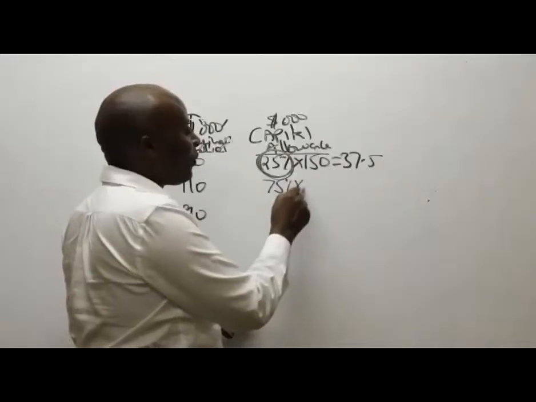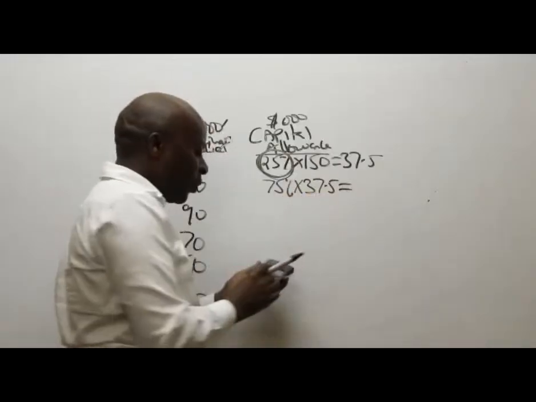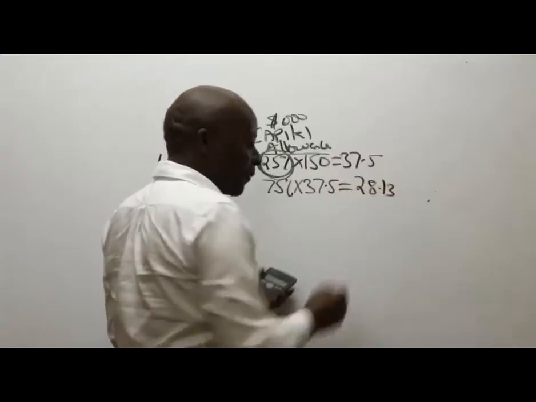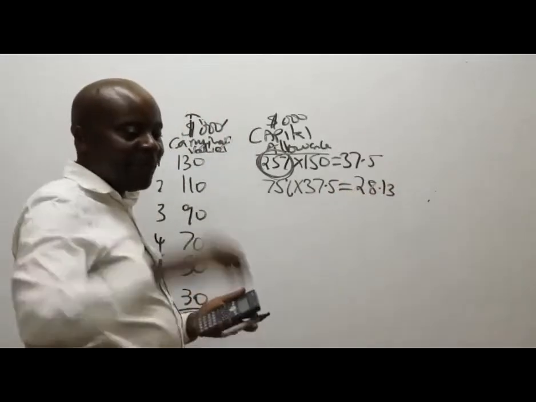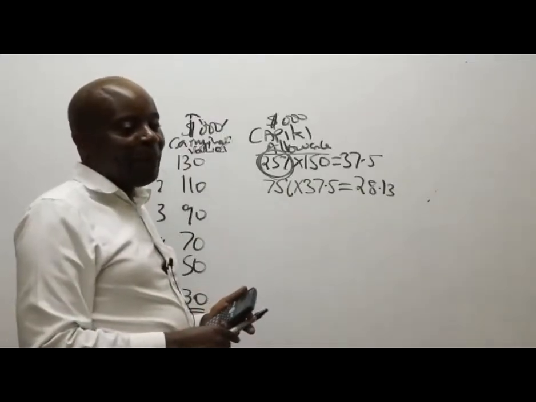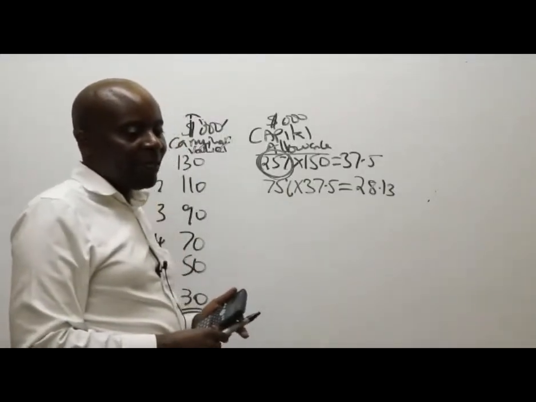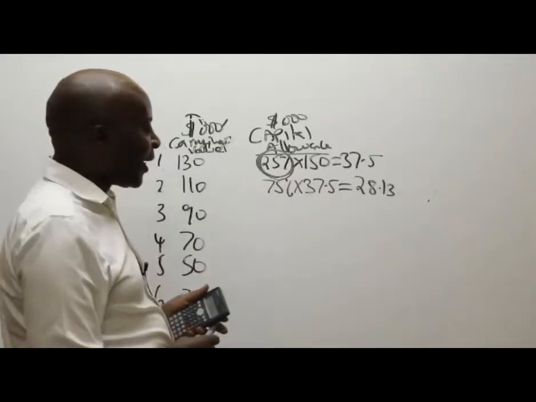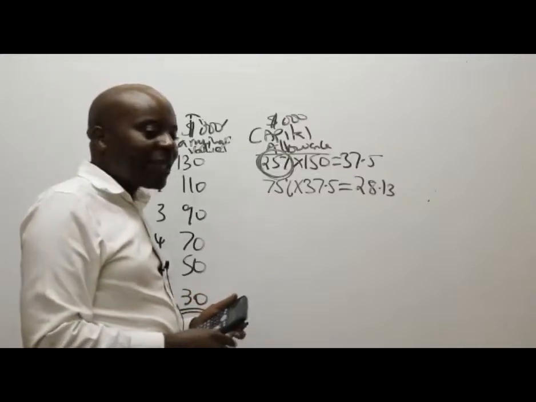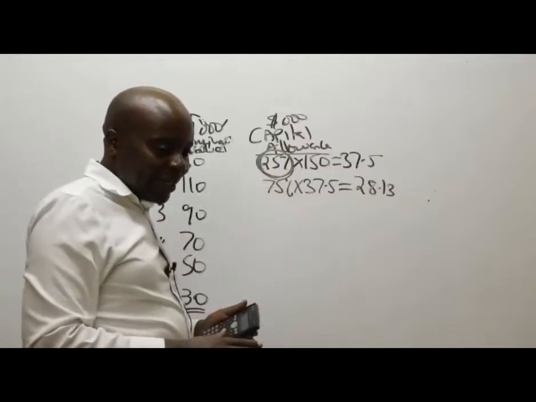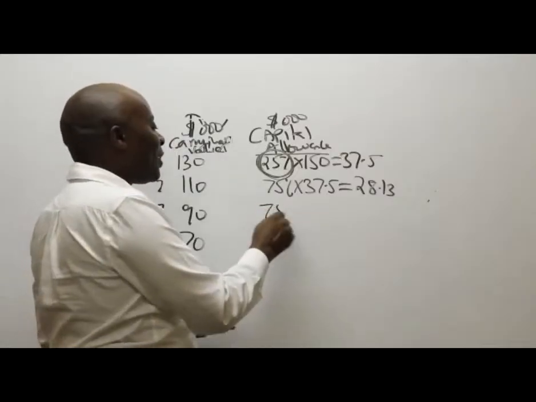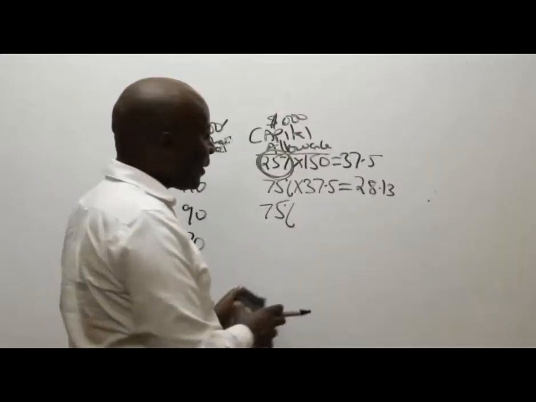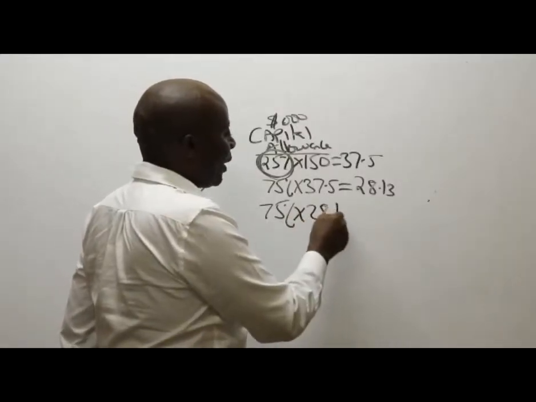So 75% of 37.5, if you do your mathematics very well, will give me 28.13. Do your calculation a little and let us see. Now 75% I maintain throughout, so when I come here I will say 75% of the previous depreciation, times 28.13.